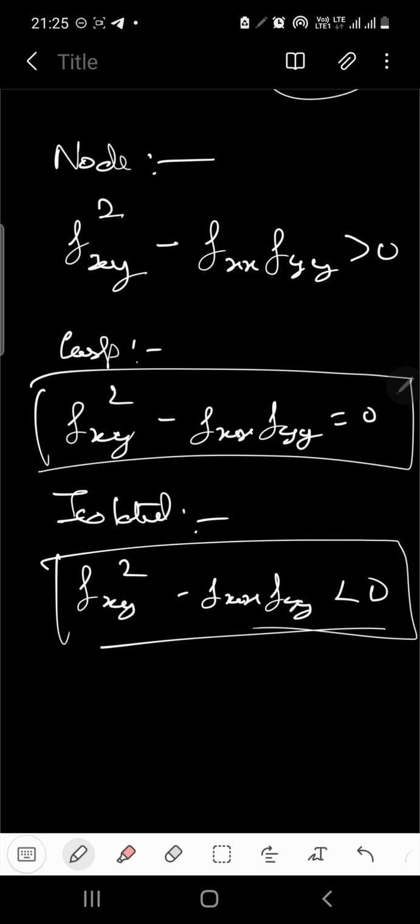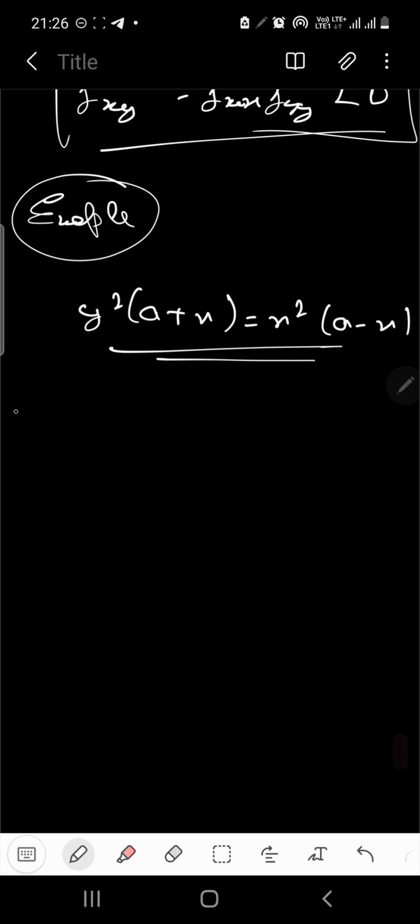Okay, clear? So these are the actual cases which we need to understand before tracing a curve. So we are going to carry out the plotting of a particular curve, a very important curve. I just took an example of it: y square times a plus x equals x square times a minus x. Okay, we need to plot this. So first thing we will be checking its symmetry.